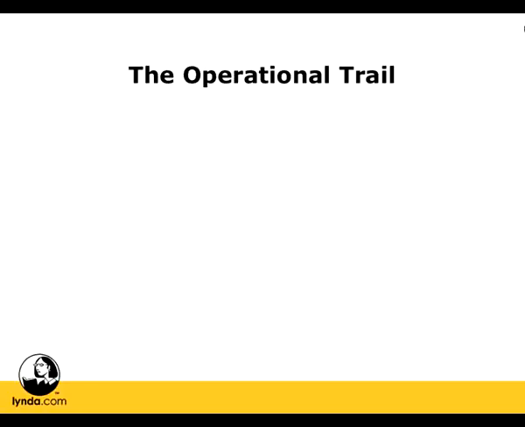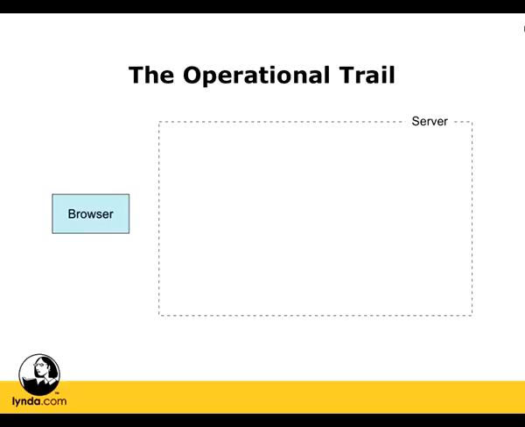Even though we've talked about it a few times already, in this movie, I want to take a closer look at the operational trail. That is, what happens when you actually ask for a URL in your browser before you get HTML returned back to you. So we have our browser, and we have our server.